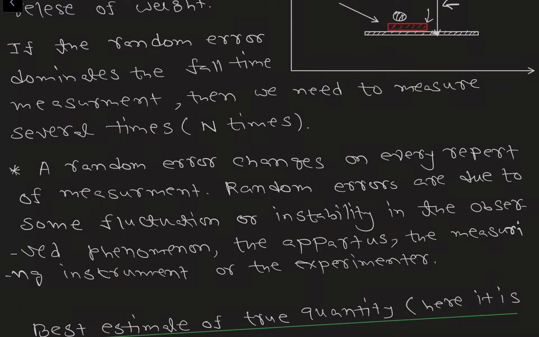Random error changes on every repeat of measurement. So as I said earlier, random errors are due to some fluctuation or instability in the observed phenomena, the apparatus, the measuring instrument, or the experiment. So one way to get rid of random error is to repeat your experiment several times. Like here we are saying we are going to repeat our experiment n times.